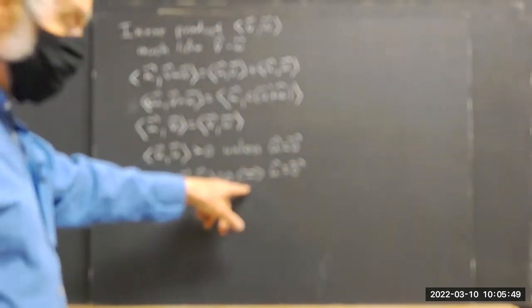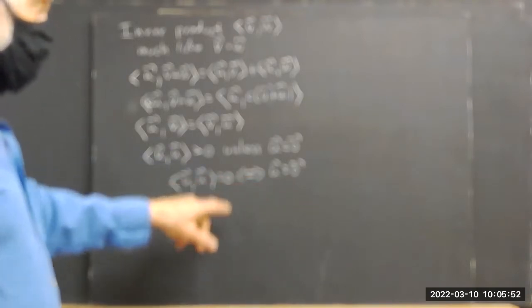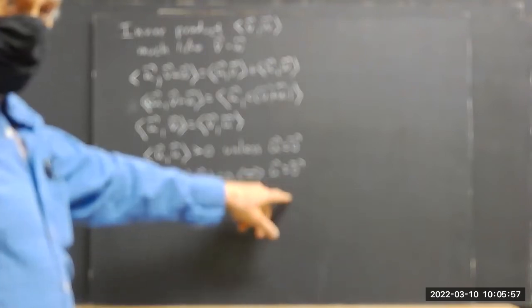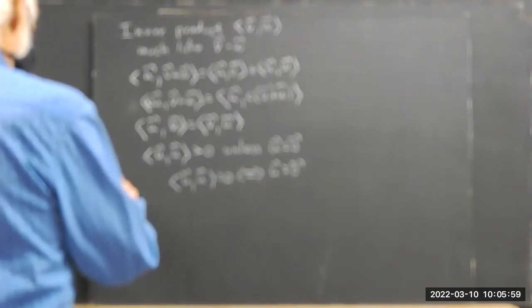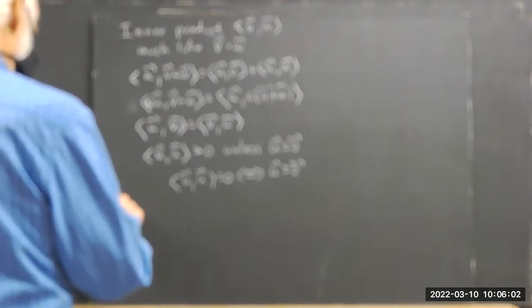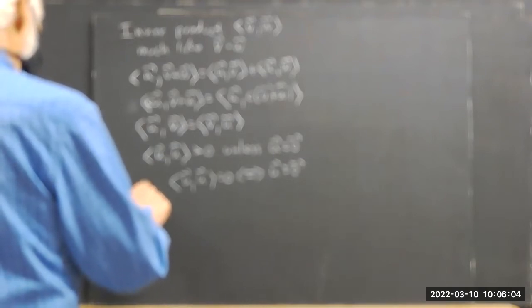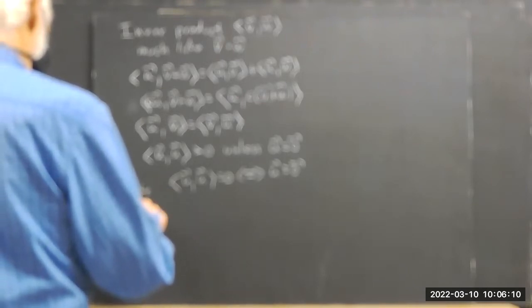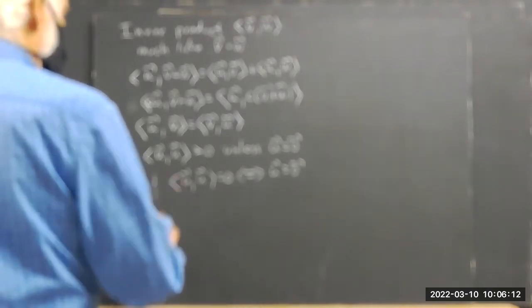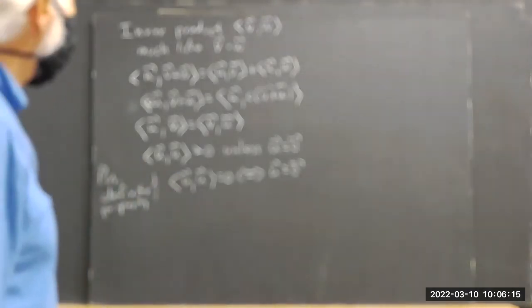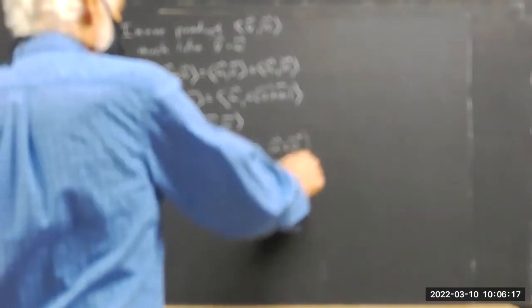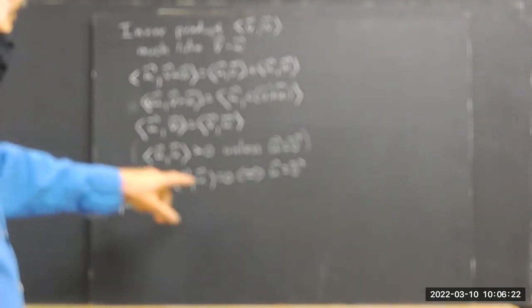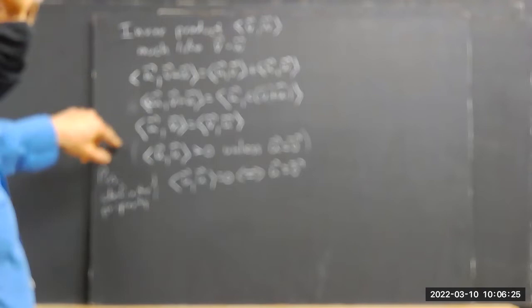It's an if and only if statement. If u is 0, then this is 0. And if this is 0, then u is 0. This is called positive definite. I'm not sure your book uses the terminology. Sometimes put this in parentheses and make this a stronger statement. This is a stronger statement than this is. Now, maybe this could be proved using this and all this.